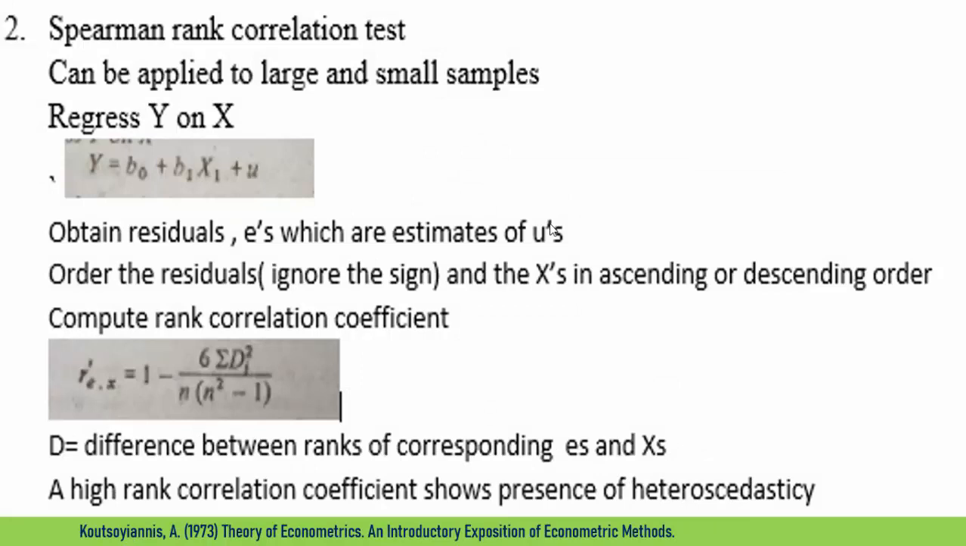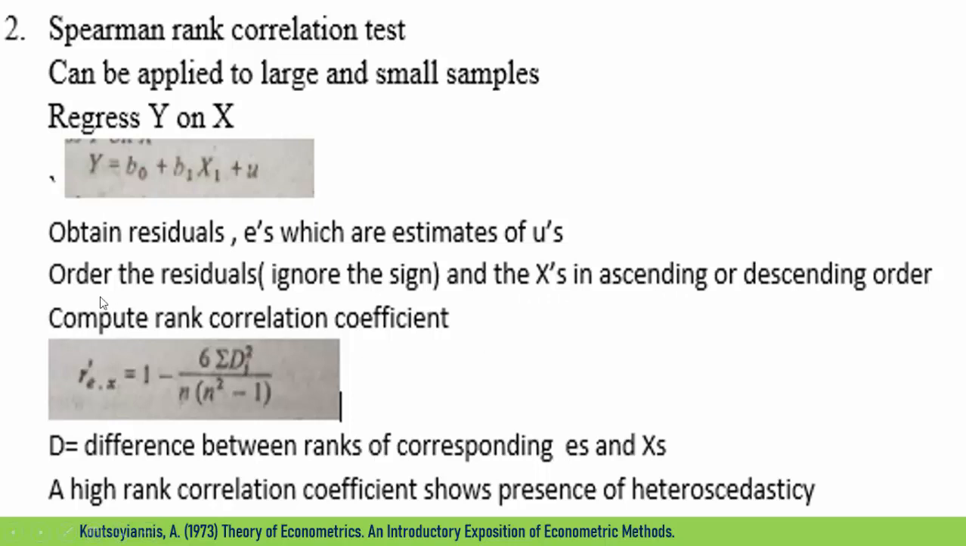We can have another test, a well-known test, the Spearman rank correlation test. This test can be applied to large and small samples. It is easy to conduct, not difficult. First, we regress y on x, the simple regression model. After the estimates, we obtain the residuals, the ei's, which are the estimates of the ui's. We order these errors and the xi's in ascending or descending order.